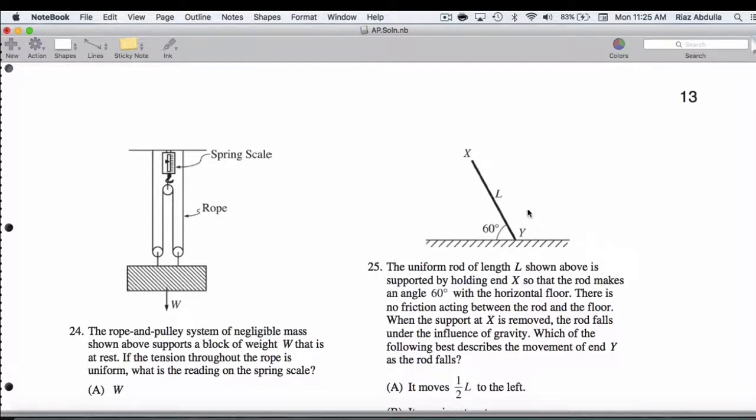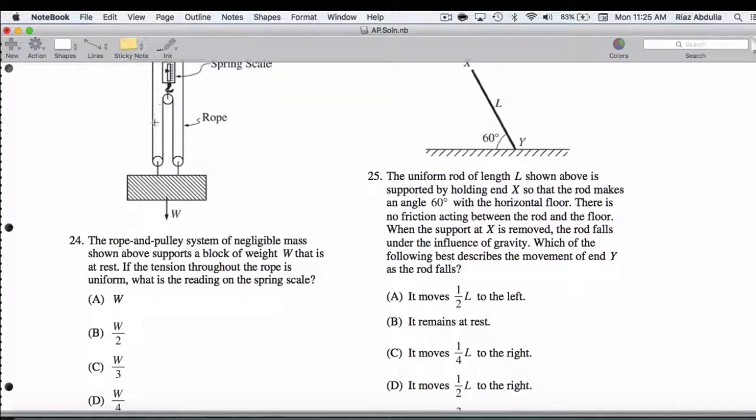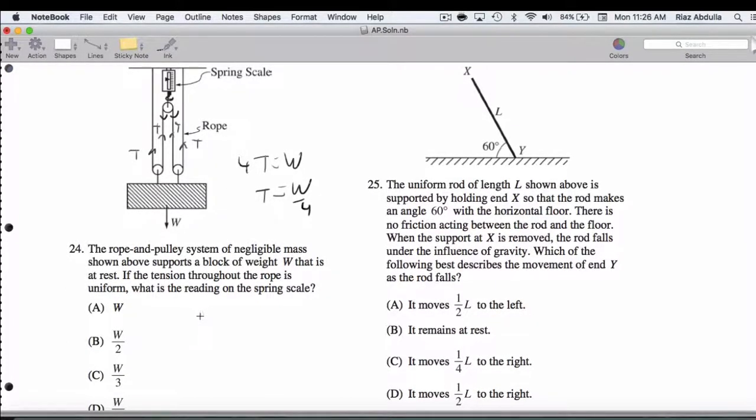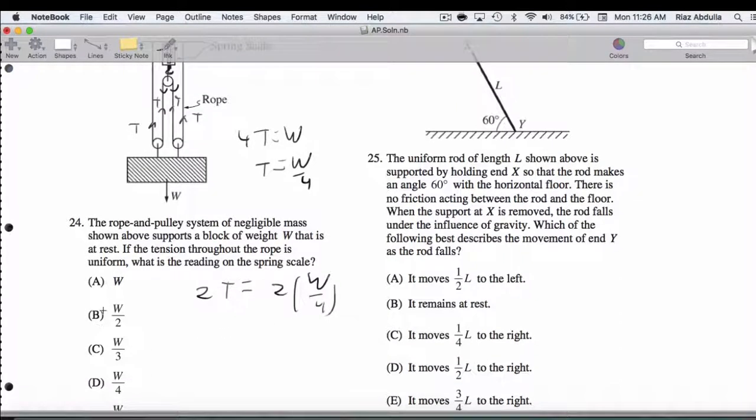So here's the deal. We get a rope and pulley system with negligible mass, and it's the same tension throughout the rope. So we've got tension, tension, tension. Oh, that's bad. Tension, tension, tension, and tension. So what we notice is if the force is balanced, we get 4T equals the weight. So T is weight over 4. Now notice on the spring scale we've got 2 tensions, each pointing down. So the reading on the scale is going to be 2T, which is 2 times W over 4, which is W over 2, choice B.